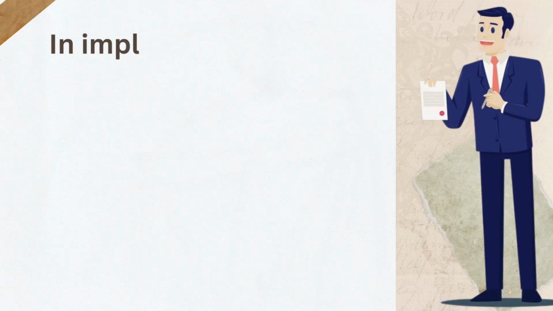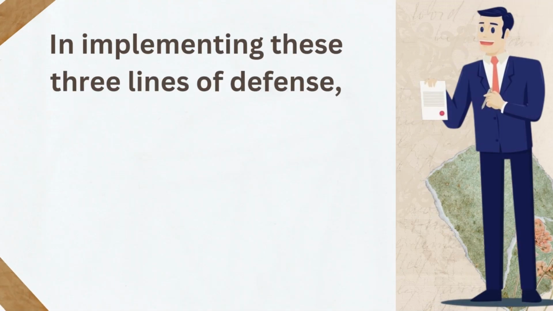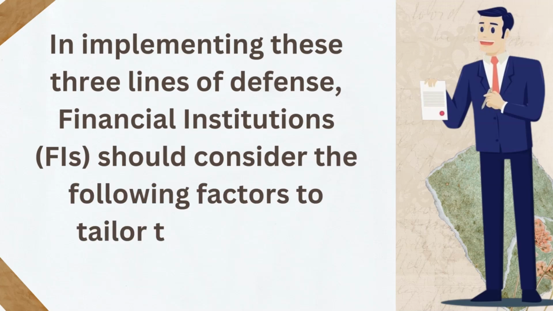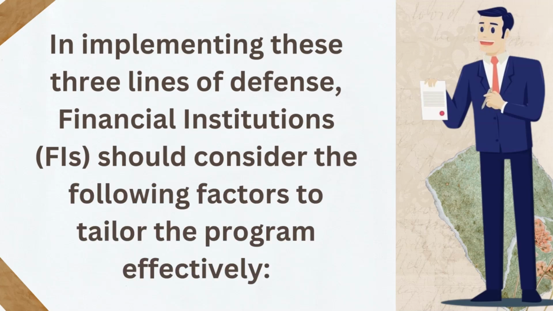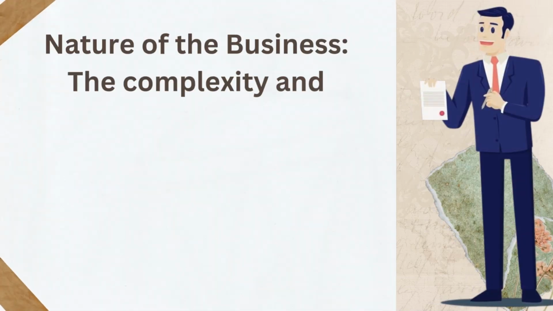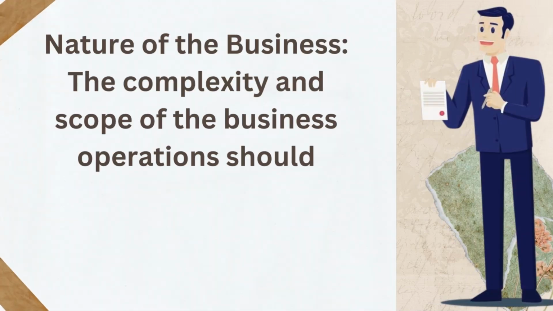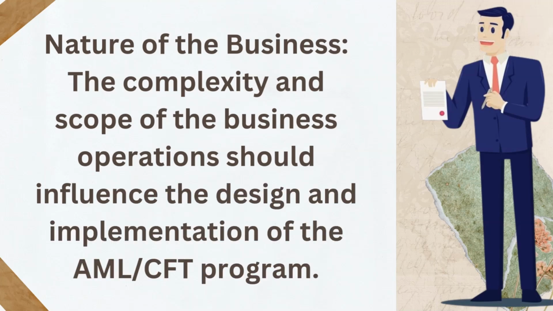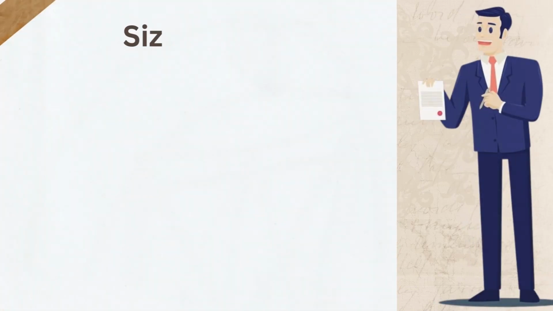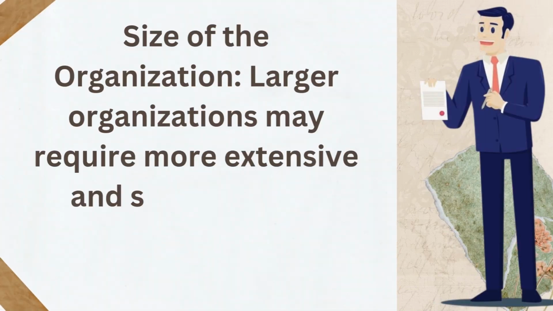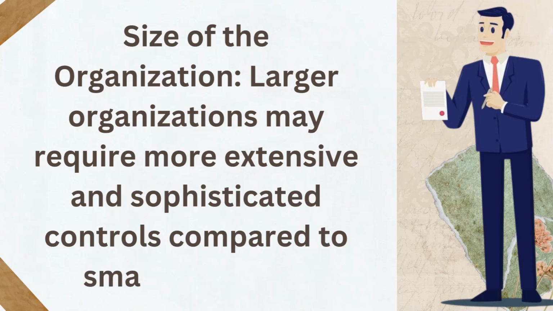In implementing these three lines of defense, financial institutions, FIs, should consider the following factors to tailor the program effectively. Nature of the business. The complexity and scope of the business operations should influence the design and implementation of the AML/CFT program. Size of the organization. Larger organizations may require more extensive and sophisticated controls compared to smaller entities.